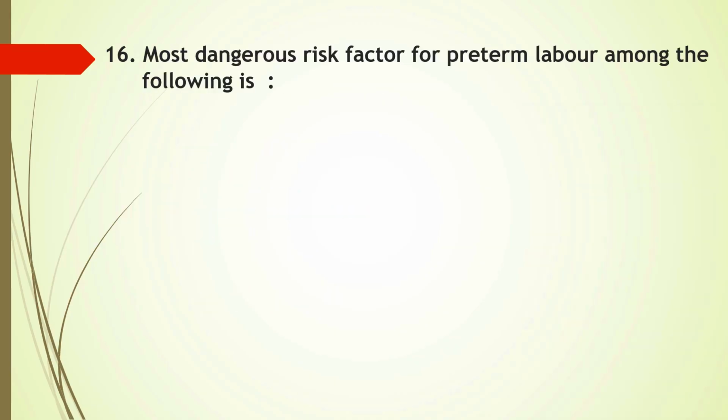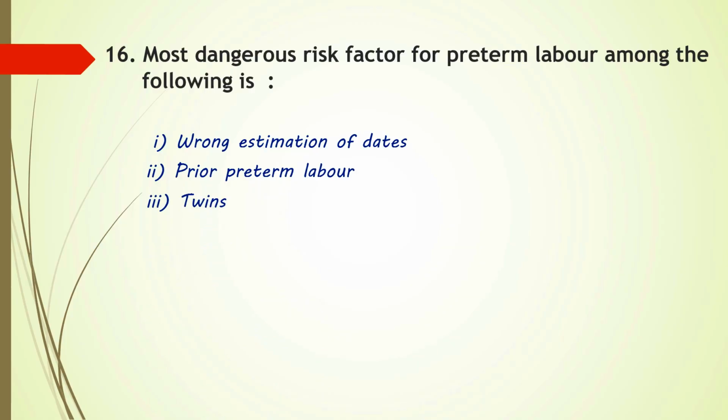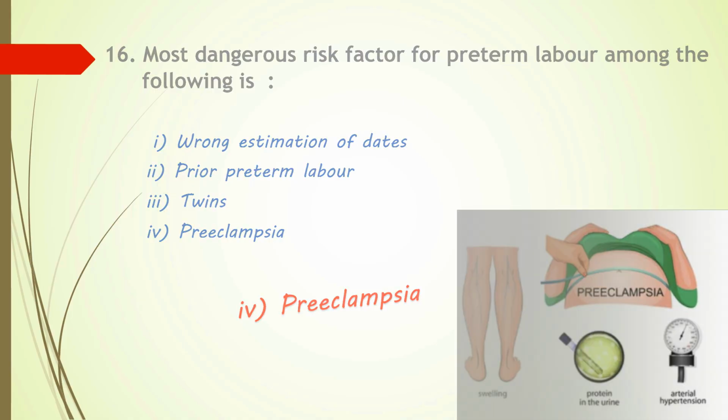Question number 16. The most dangerous risk factor for preterm labor among the following is. Options are wrong estimation of dates. Option 2, prior preterm labor. Option 3, twins. Or option 4, preeclampsia. Yes, you are absolutely right. Within the given options, preeclampsia is the most dangerous risk factor for preterm labor. So option 4 is the correct answer.